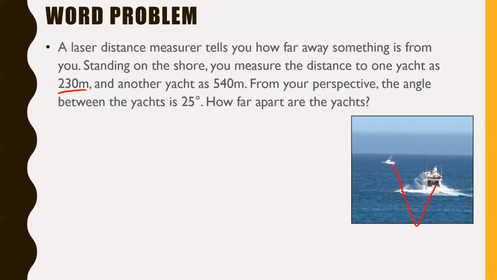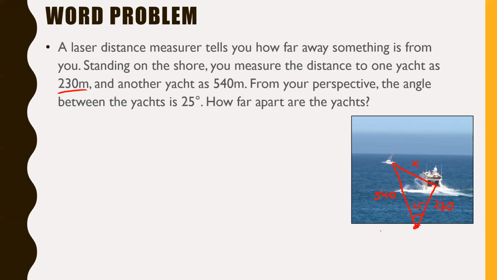If you therefore think of a line that connects the far one to the near one, that would tell you how far apart they are. So how about I call that X? We know this one is 540, and this one is 230. And then something else that's quite interesting is we know the angle from your perspective, you're standing right here at the bottom of the triangle. The angle in between those two yachts is 25 degrees.